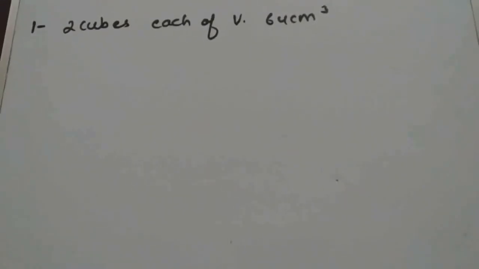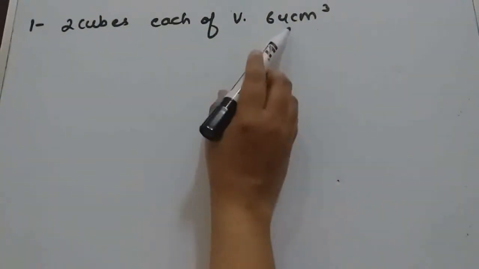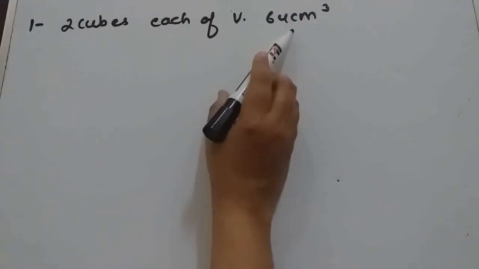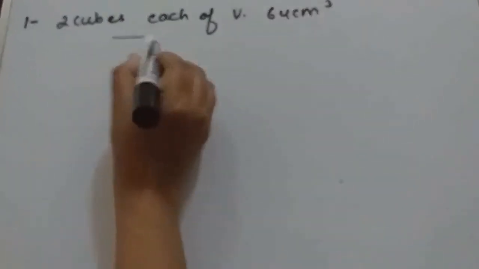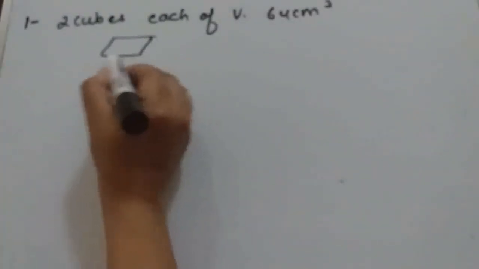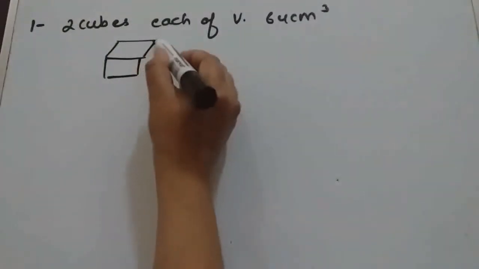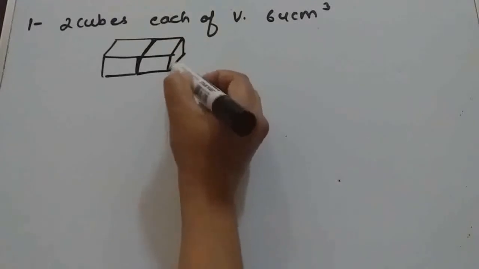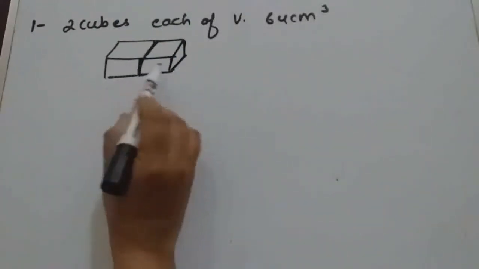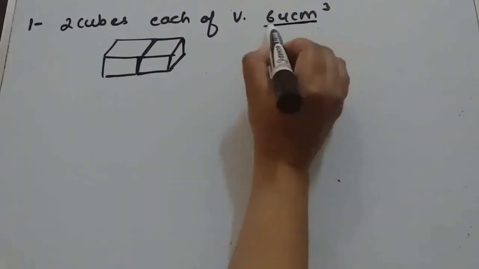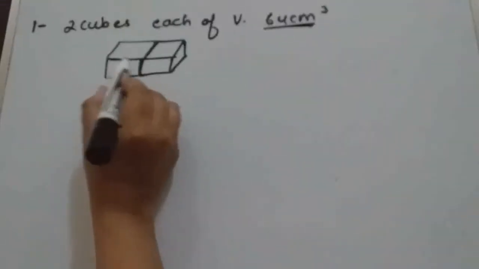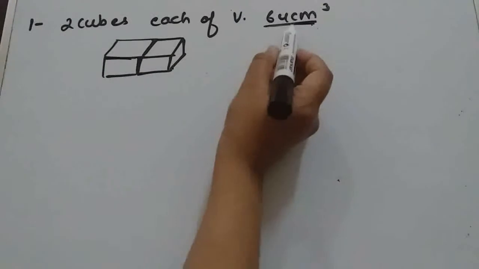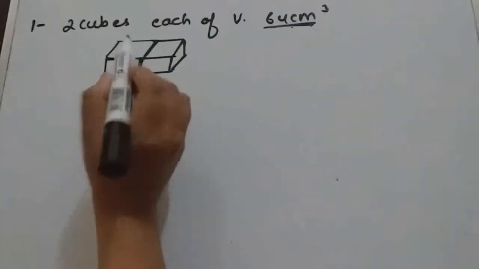Two cubes, each of volume 64 cm³, are joined end to end. If we join two cubes end to end, we will get one cuboid, isn't it? So first, each has a volume of 64 cm³, and we know the volume of a cube is a³. From that we can find the edge of one cube.